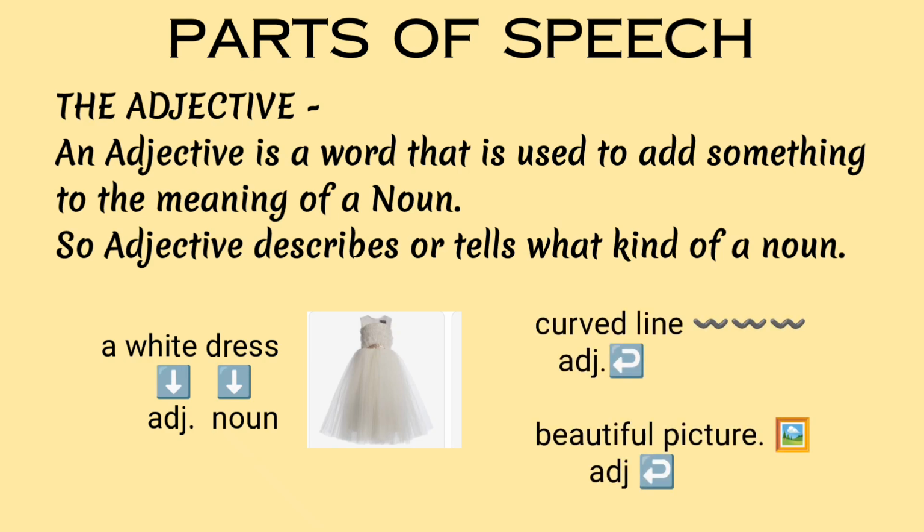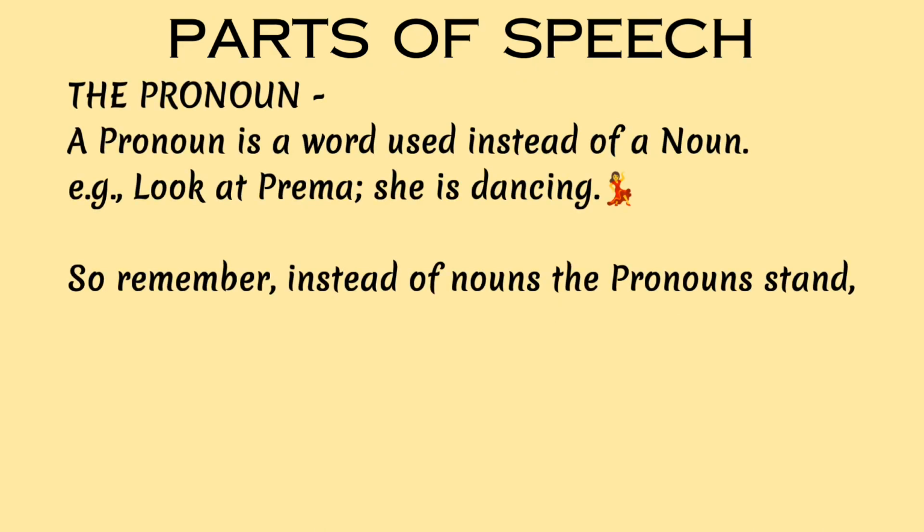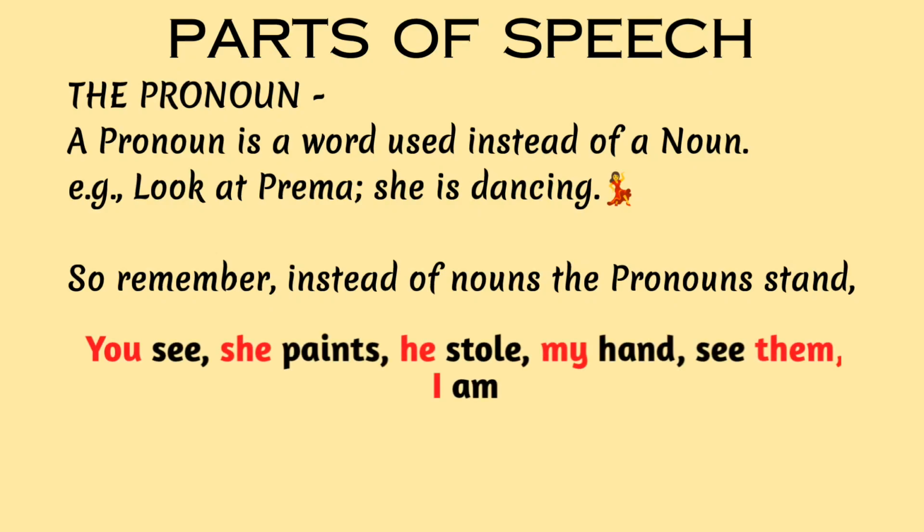The next one, pronoun. A pronoun is a word used instead of a noun. For example, look at Prema. She is dancing. Prema is noun, she is pronoun. Remember, instead of nouns, the pronouns stand. Like you, she, he, my, them, I, all are pronouns.